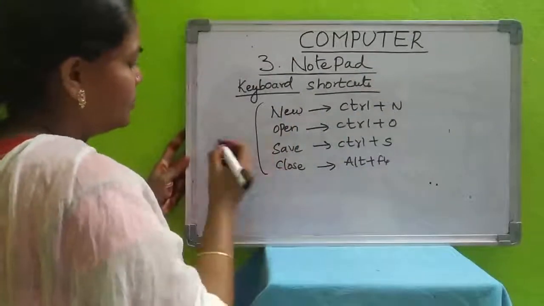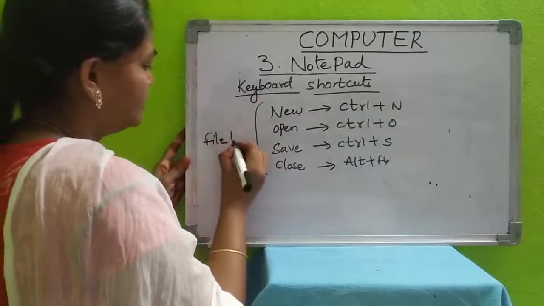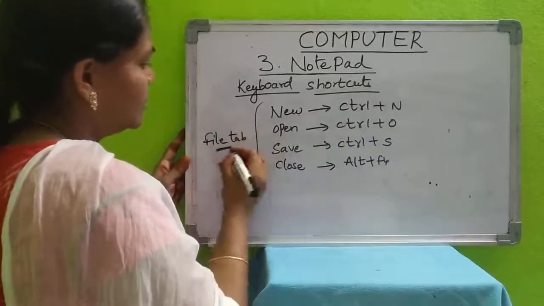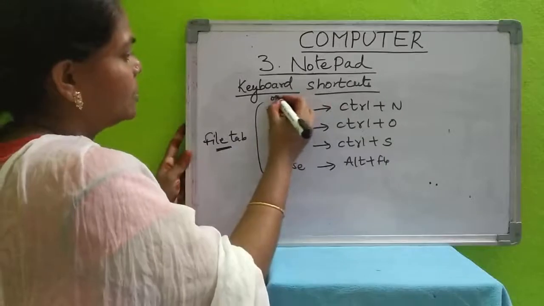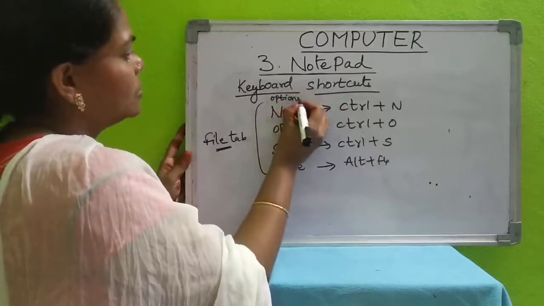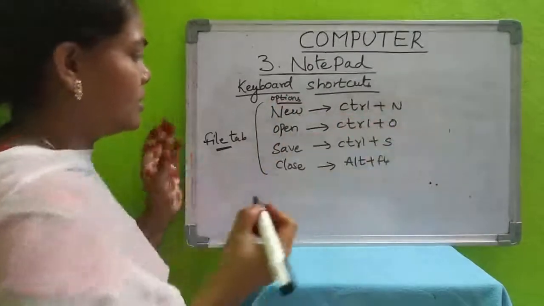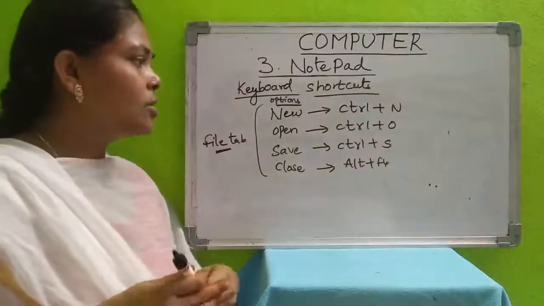for the options in File tab. So in this, we have these options, 4 options. Those are the shortcuts, keyboard shortcuts. So these are the keyboard shortcuts.